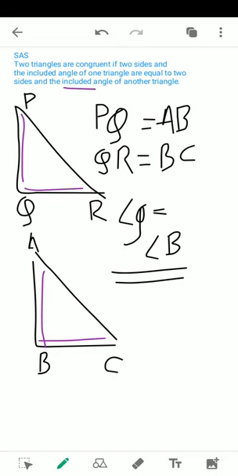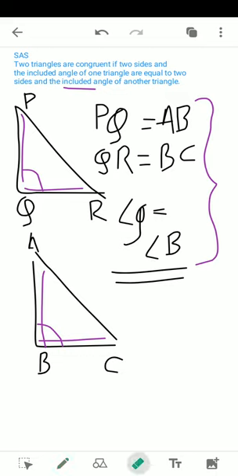We are not discussing any other angles but the included angle. So if you see, the angle that is included by the 2 sides is this one, right? Here Q and here B. So if all these 3 conditions are satisfied, that is PQ equals AB, QR equals BC, and the included angle, that is angle Q equals angle B, we can say that those two triangles are congruent to each other. Please remember the word included.